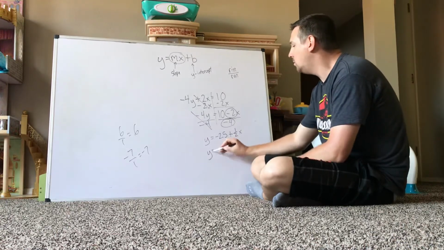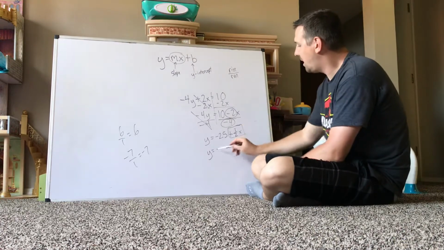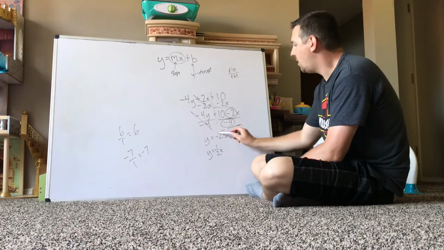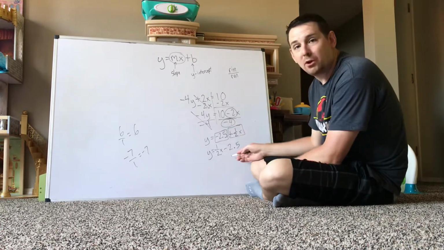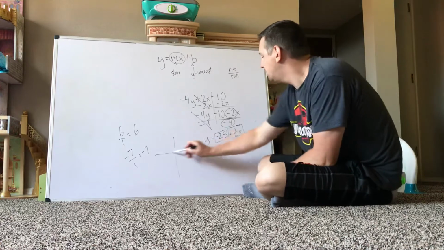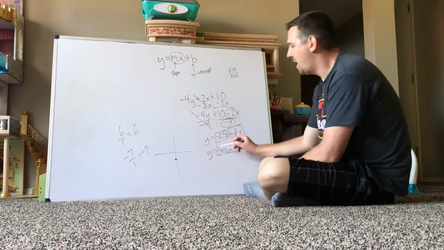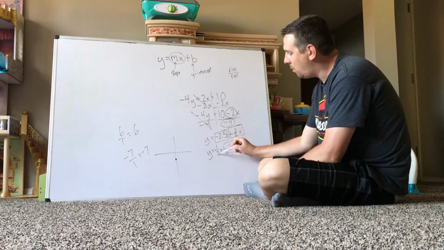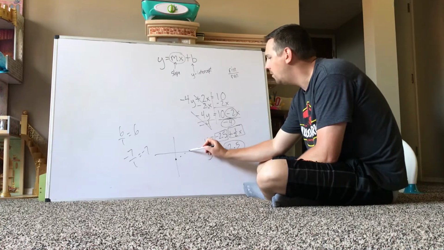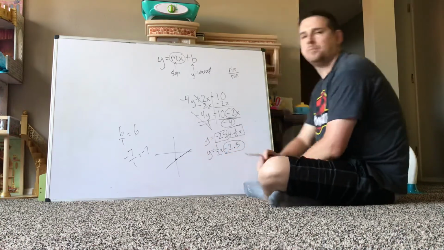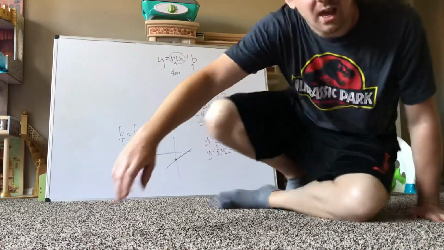We're really close, but the x needs to be first. So this positive 1/2 x is going to go first, and this negative 2.5 is going to go second. And if I were to graph that, it would be start at the y-intercept, negative 2.5, and I would go up 1 over 2, up 1 over 2, up 1 over 2, up 1 over 2. Hope that helps. Let me know if you have questions.